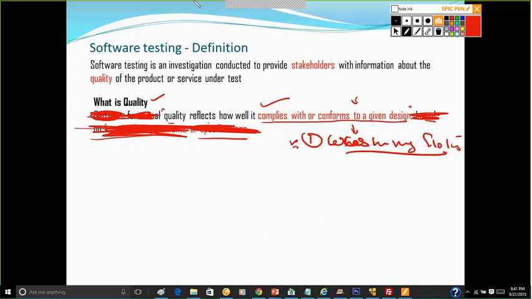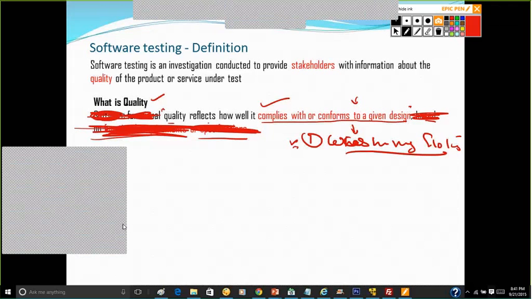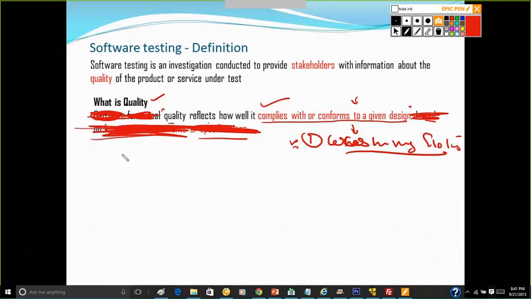Again, let's forget about washing machine or masala, but in general, how do we define quality? It may be a product or it may be a software or whatever it might be. If someone asks me, what should I say? This is the definition: quality reflects how well it complies or conforms to a given design. No matter anything you pick. I don't want you to hold on to software as quality. Any given product should comply to the design of that product.